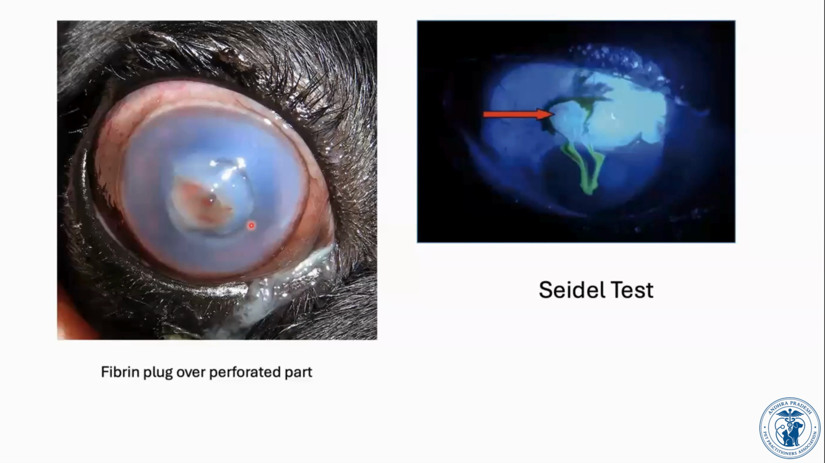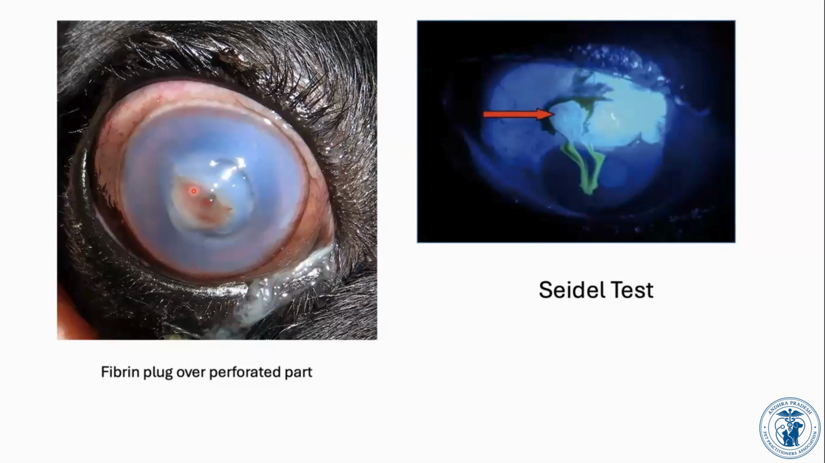And how the Seidel test appears is, we put a fluorescent stain on the cornea and we wait for some time, and there will be a leakage of aqueous humor which will give a stream-like appearance. So if there is something coming out like a fountain from inside, that means there is a perforation and there's a breach in the anterior chamber and your cornea is perforated.